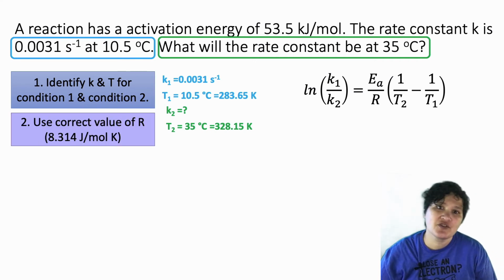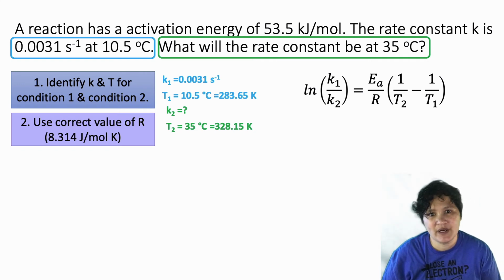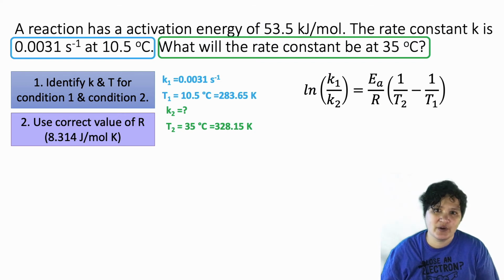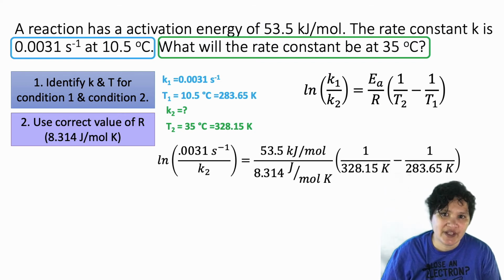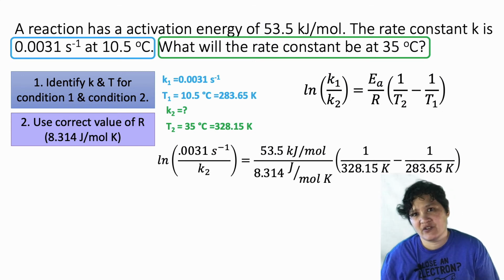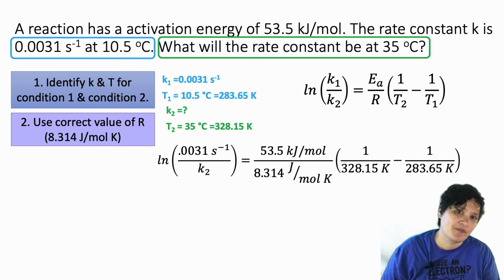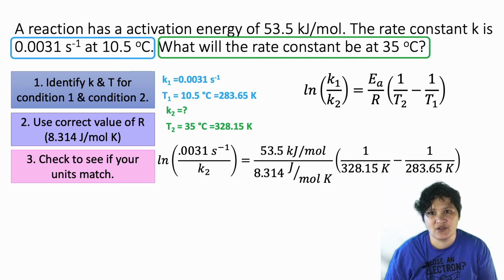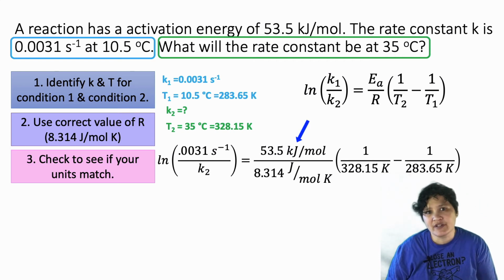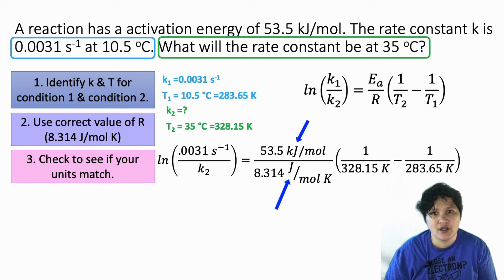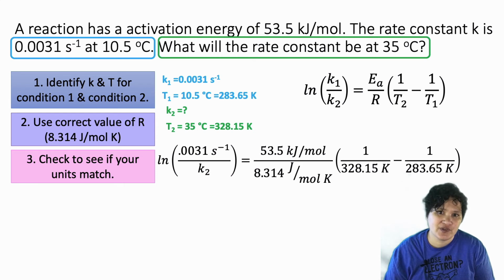The second thing we need to do is make sure we plug in the correct value of R for the gas constant in our equation. So we'll plug that into our equation right now, as well as all the other stuff we know, K1, T1, T2, and the activation energy given in the problem. And then the third thing is to check to see if your units match, which they don't. We have kilojoules for the activation energy and joules for R. So I'm going to convert kilojoules into joules.